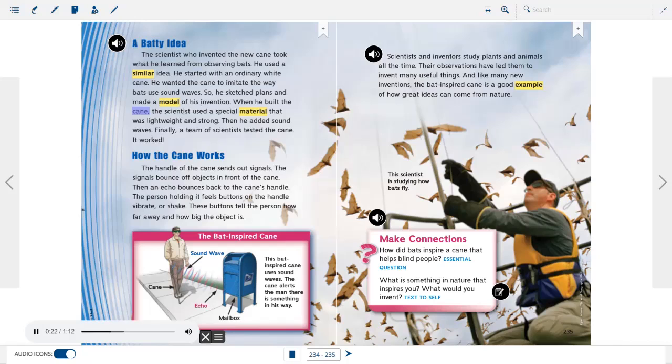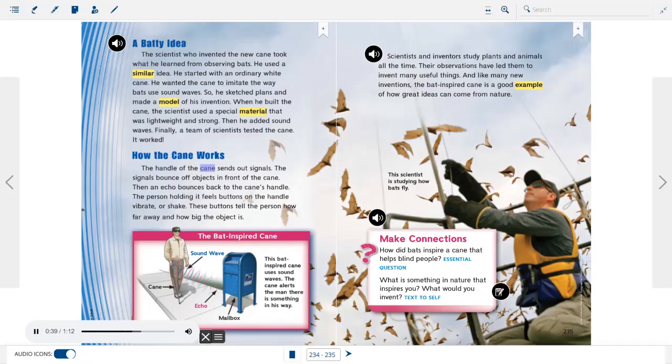When he built the cane, the scientist used a special material that was lightweight and strong. Then he added sound waves. Finally, a team of scientists tested the cane. It worked.